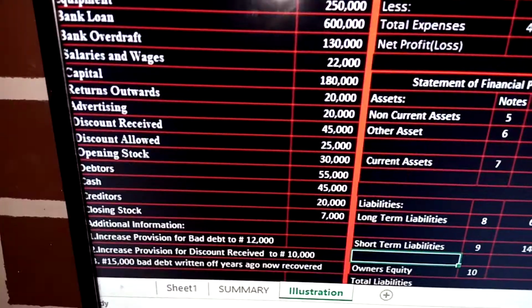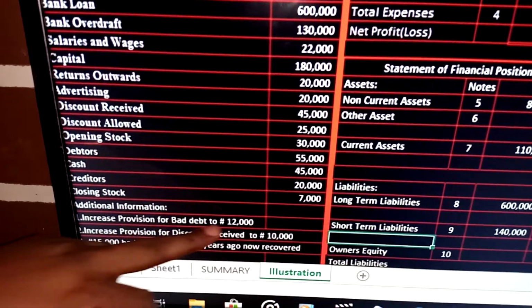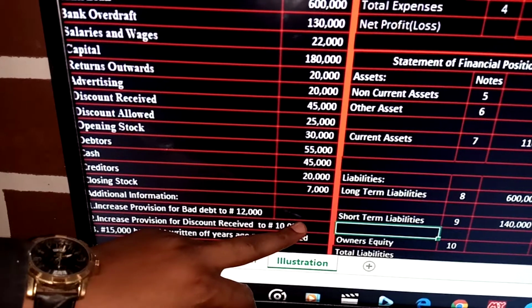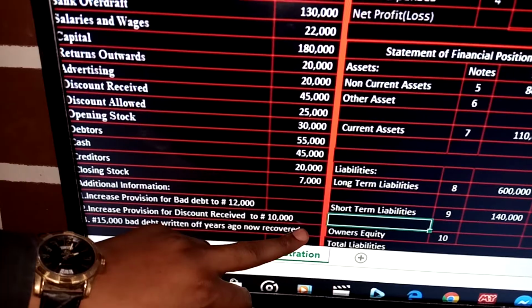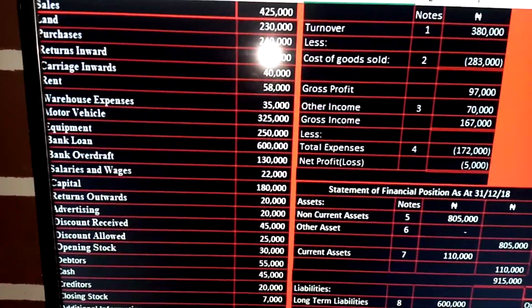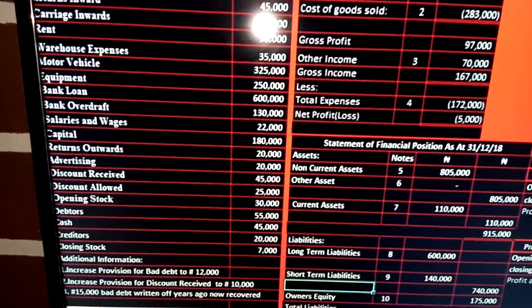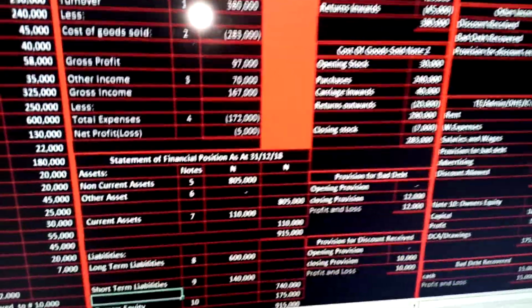And then we have additional information. Increase provision for bad debt to 12,000. Increase provision for discount received to 10,000. And 15,000 bad debt written off years ago, now recovered. So these are additional information. Basically, we had already treated how to prepare trading profit and loss account and balance sheet, also called comprehensive income statement and statement of financial position. So now we're going to concentrate basically on the adjustments. So we're going to be very fast here.